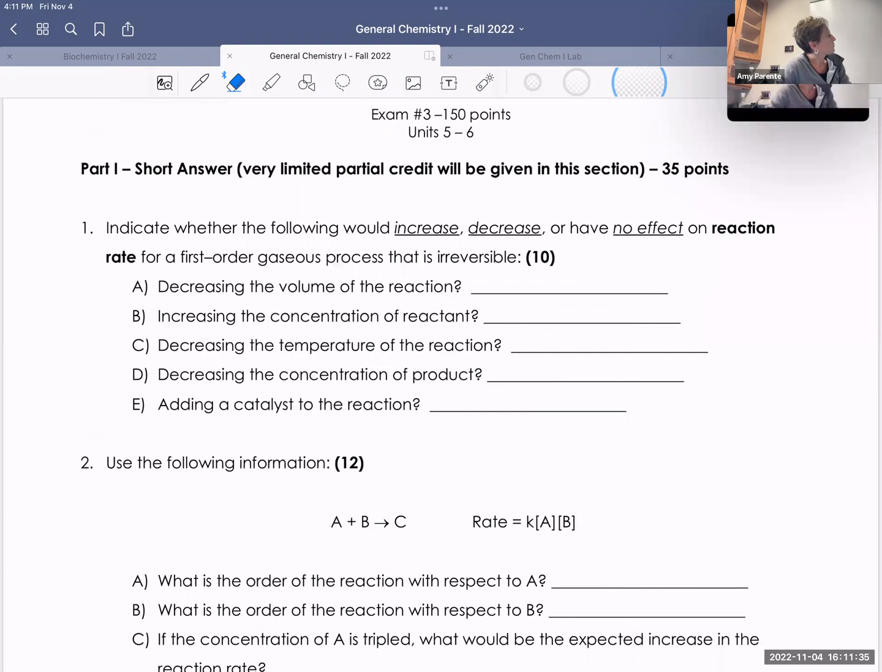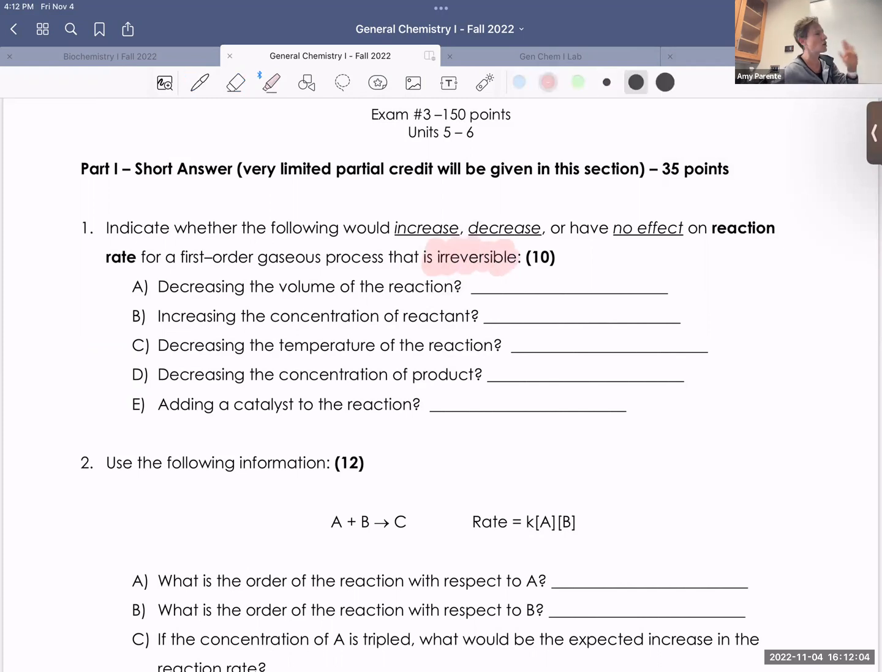Okay. Indicate whether the following would increase, decrease, or have no effect on reaction rate for a first order process that is irreversible. So it's important to highlight that we're not talking about equilibrium here. And so that's an important piece to highlight, that this is an irreversible process. So that's an important piece when we're talking about rate, is highlighting that we're not talking about equilibrium. And so this is asking about reaction rate.